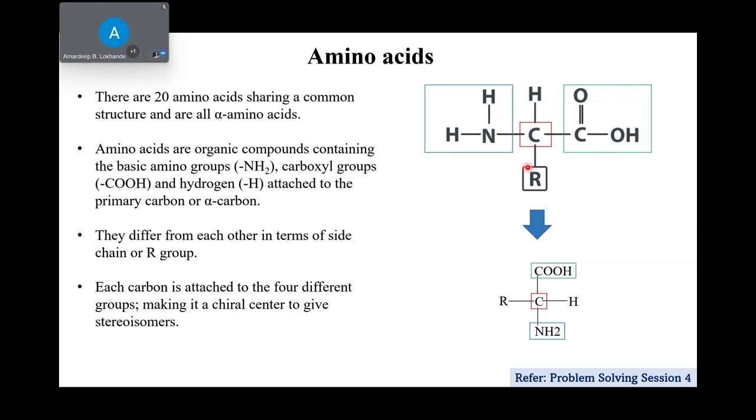Tertiary: when you have these alpha helices and beta sheets coming together, they form bonds with each other and give rise to tertiary structure. And ultimately you have quaternary, for example hemoglobin, where you have four of these tertiary structures coming together and forming a bond.